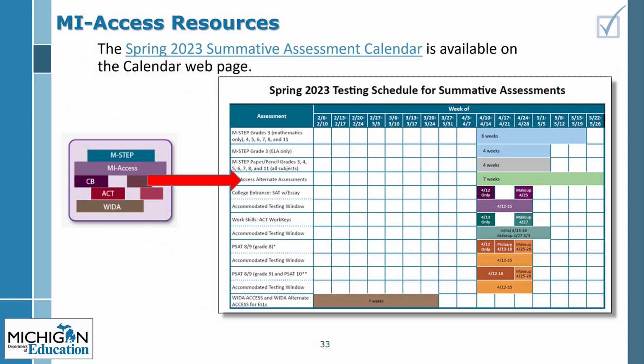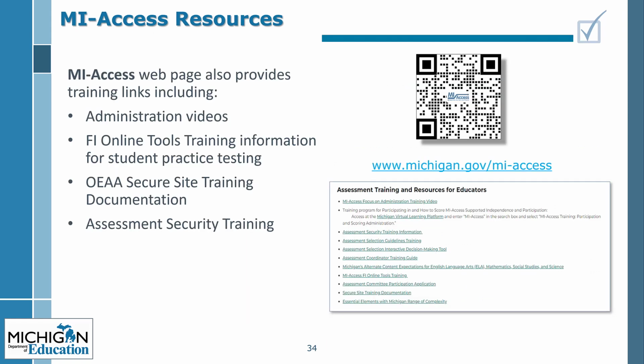The Spring 2023 Summative Assessment Calendar is available on the Calendar webpage. The My Access testing window is a 7-week continuous window from April 10th through May 26th. The My Access webpage also includes a training section and resources for educators. This includes administration video training, the Functional Independence Online Tools training information for students practicing testing, and the OEAA Secure Site training documentation, and the assessment security training as well.